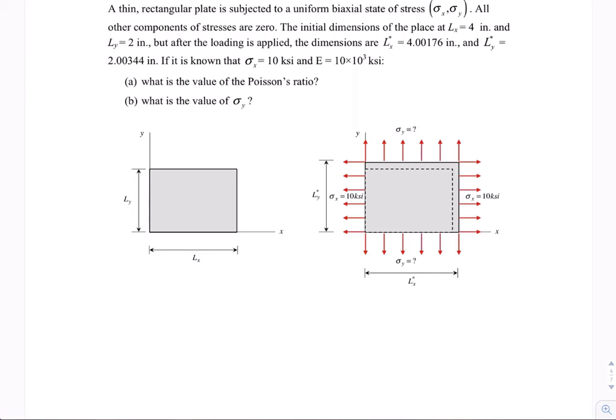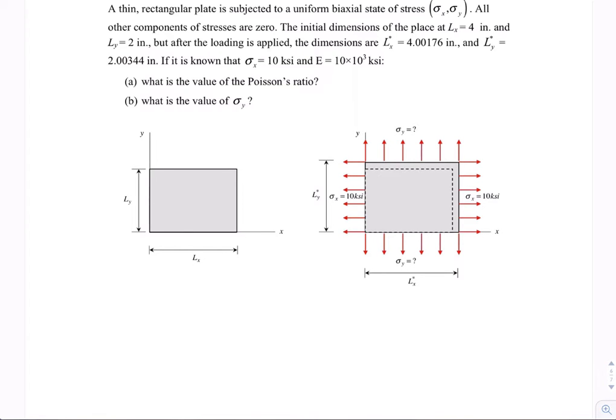In this problem, we're looking at a material for which we know the Young's modulus. We also know that the material is in plane stress, so we just have sigma x and sigma y as our two normal components. We know what sigma x is, we don't know sigma y, but we do know the change in length in the x direction and the change in length in the y direction. What we want to do is calculate sigma y and also Poisson's ratio from that.